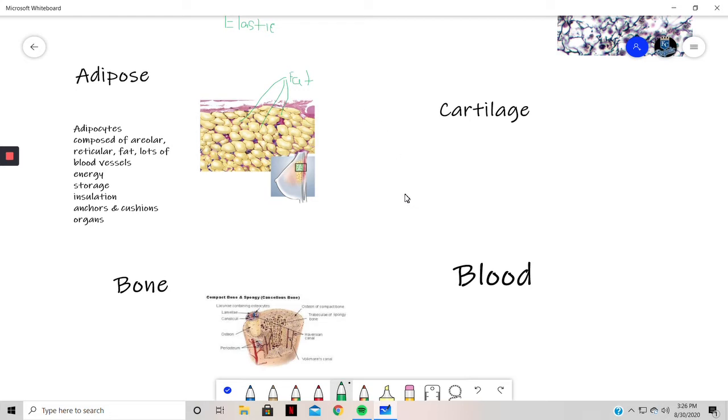Let's see, cartilage. Cartilage. Oh, I got to flip the page over here. There we go. There's my cartilage notes right there. Quick drink here.